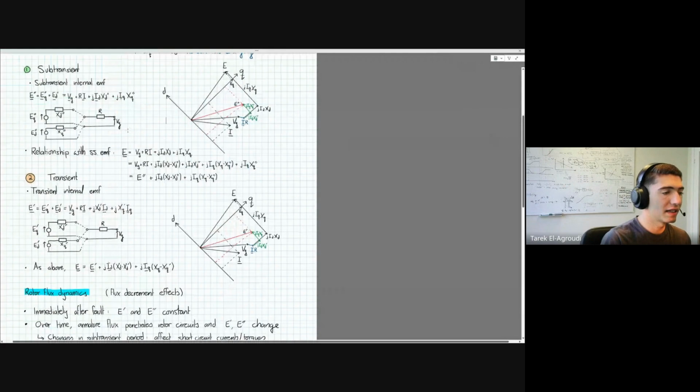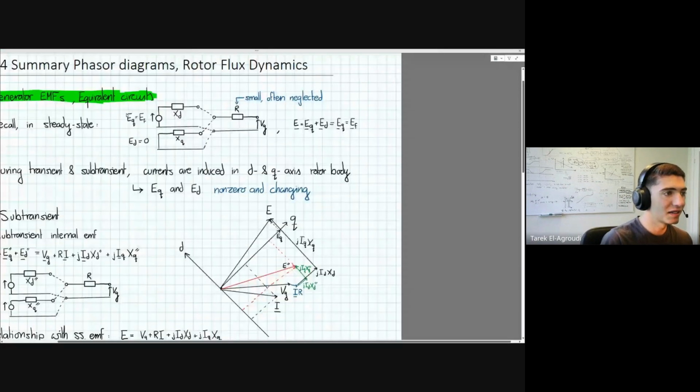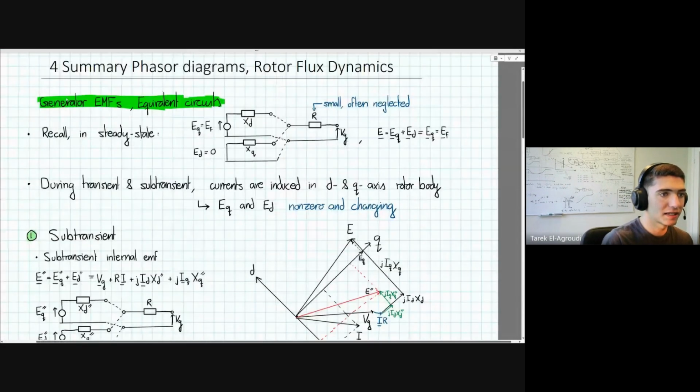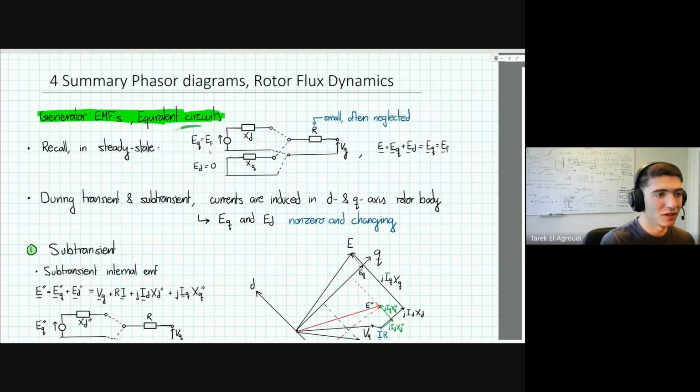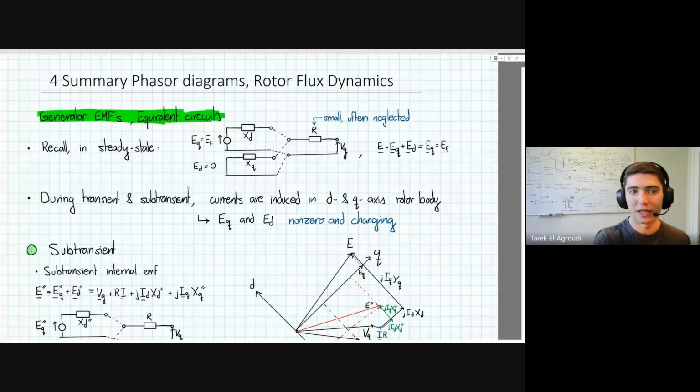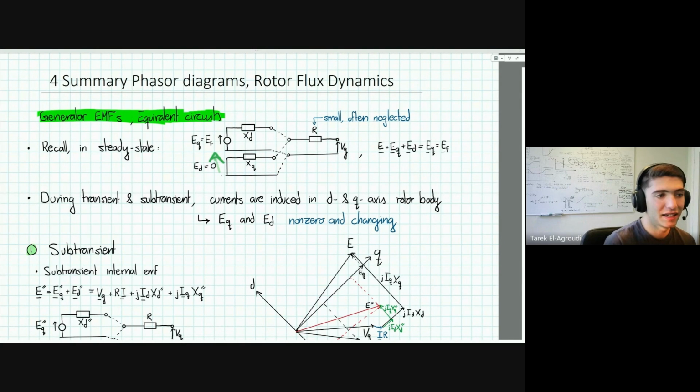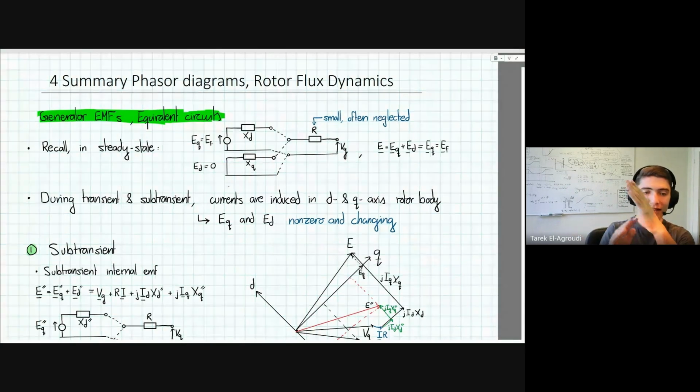For each of these, in steady state, our equivalent circuit was just one induced EMF behind some d-axis reactance, and then you have some q-axis reactance and some terminal voltage. For the subtransient and transient states, the induced voltage is due to these damper windings also having a q-axis component. It can actually also have a d-axis component, the voltage.